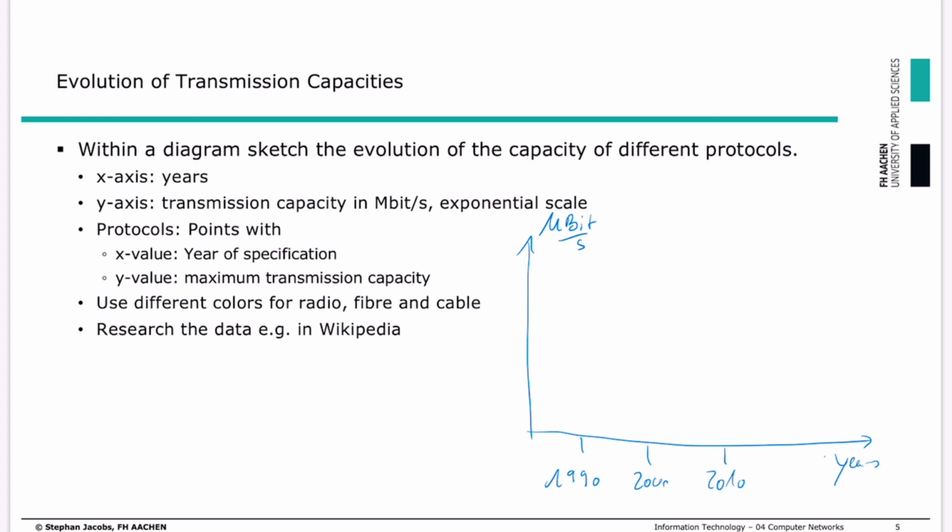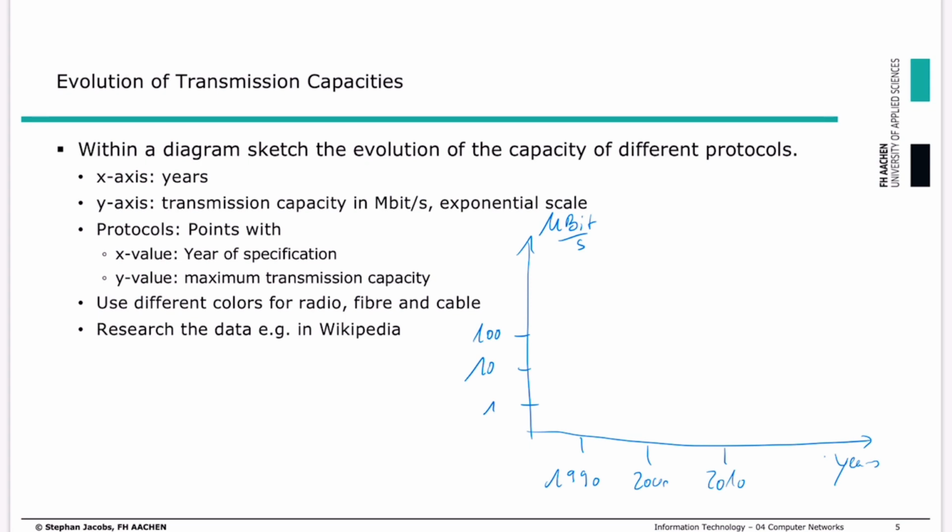And if you look up figures like that, if you look up certain bandwidths for different protocols, you will find that we have an exponential growth like we discussed already in Moore's law. So it's better to have an exponential scale. So let's have 1 megabit per second here, 10 megabit per second, 100 megabit per second, and so on. And now I can include some fantasy values.